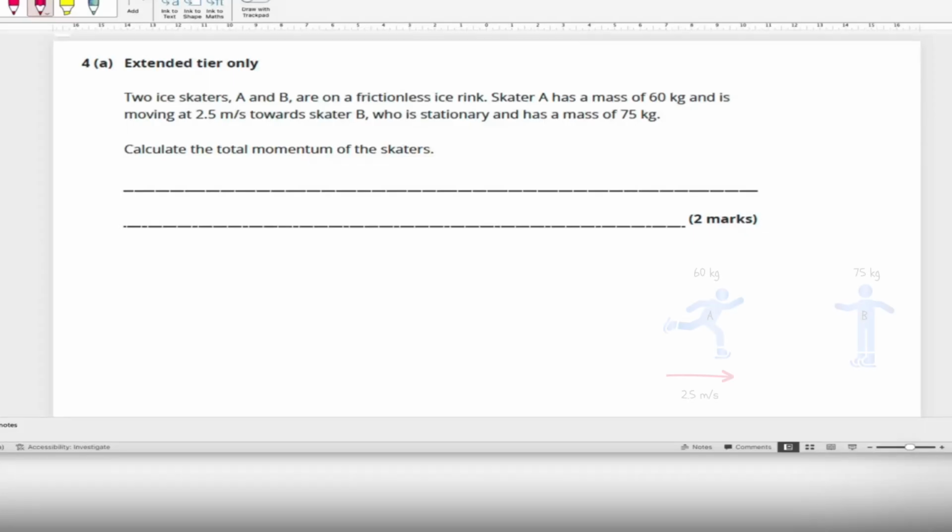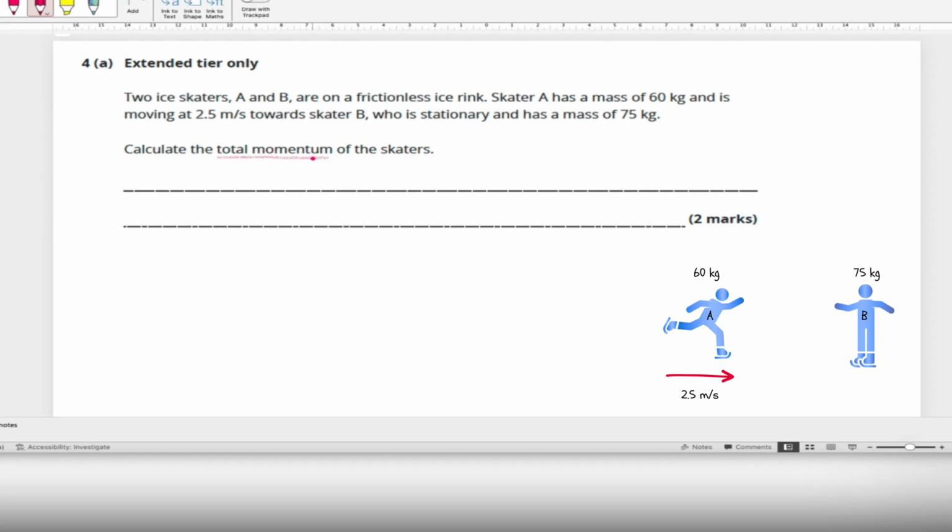Two skaters A and B are on a frictionless ice rink. Skater A has a mass of 60 kilograms and is moving at 2.5 meters per second towards skater B, who is stationary and has a mass of 75 kilograms. Calculate the total momentum of the skaters.